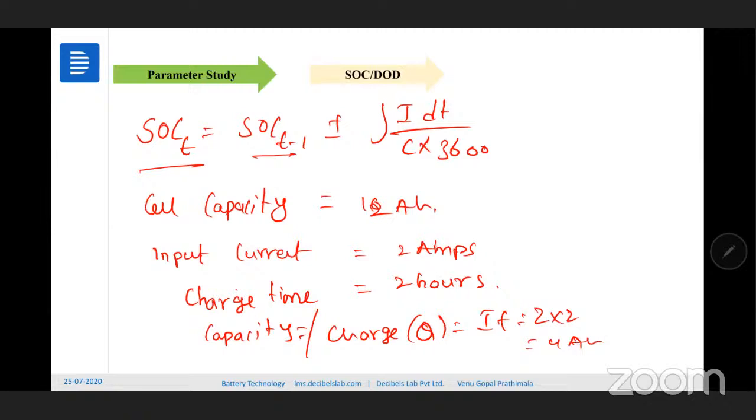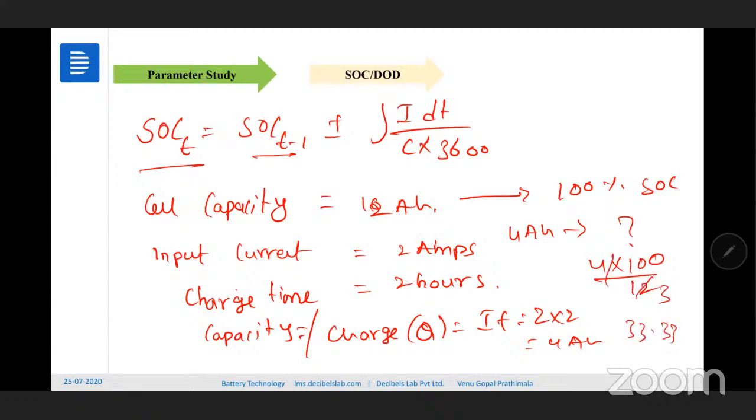After 2 hours, the amount of charge we input into the cell is 4 amp hour. Here 12 amp hour represents 100% state of charge. Then 4 amp hour represents how much state of charge? 4 into 100 divided by 12, which is approximately 33.33%. So if you charge your cell with an input current of 2 amps for 2 hours, the state of charge will be 33.33%. That's a simplified calculation of SOC.